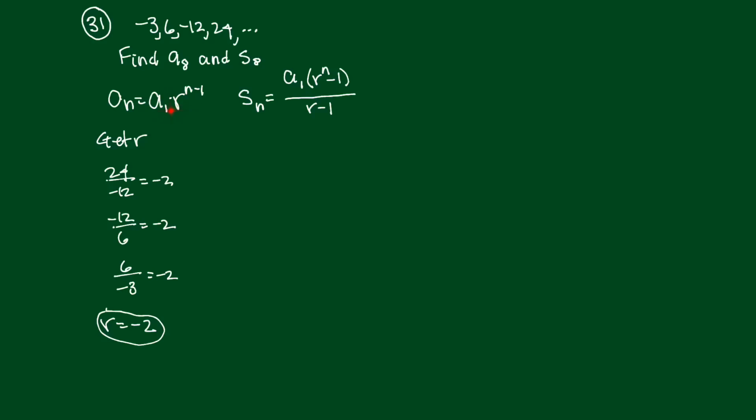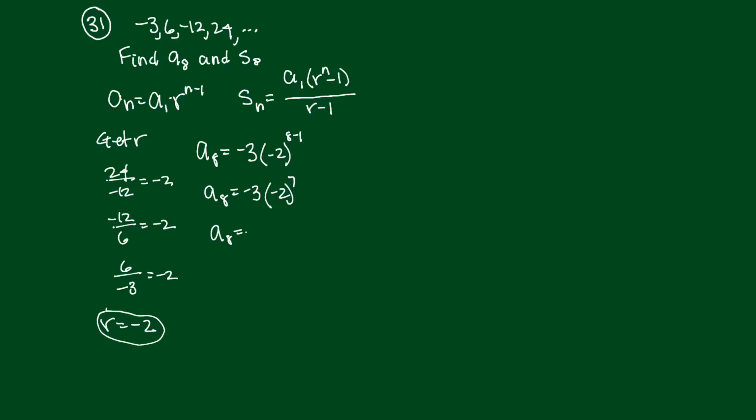Let's get a sub 8. I'll use this formula right here to get a sub 8. So n is 8, a1 is -3, r is -2. So let's try this. a sub 8 is equal to a1, which is -3, times r, I'll use parentheses, -2 to the n, which is 8, minus 1. So we'll get a sub 8 is -3 times -2 to the 7th.